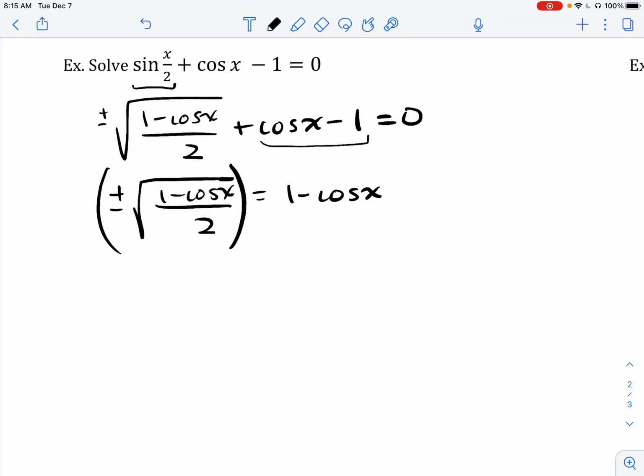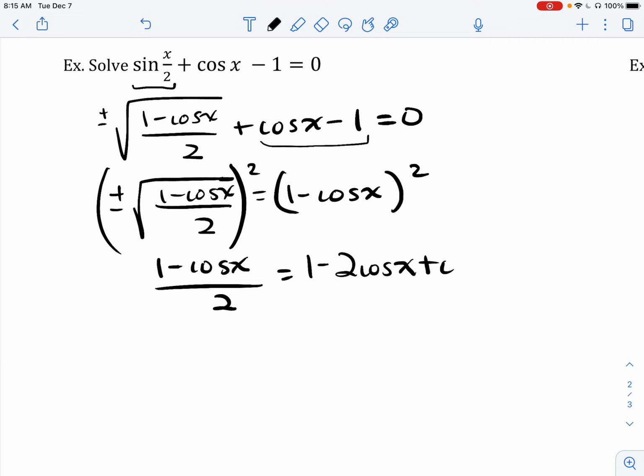You remember, if we have a radical, oftentimes we want to move the other terms to the other side so that we can negate that radical. Squaring a positive or negative is always going to result in a positive, so I don't have to worry about that plus or minus anymore. If I expand this right side, this is 1 minus 2 cosine x plus cosine squared x. And then from here, we can start combining like terms.